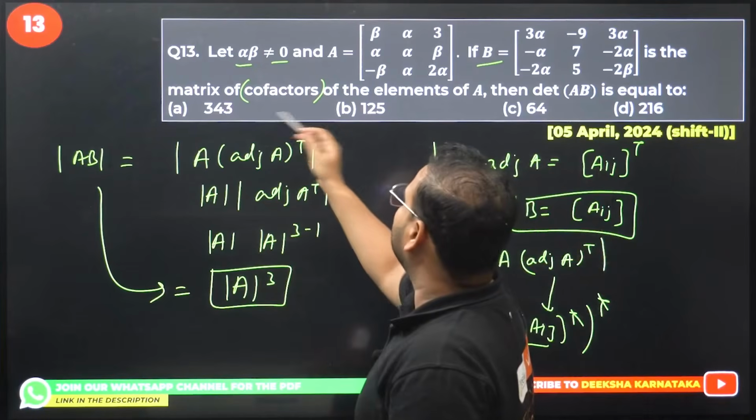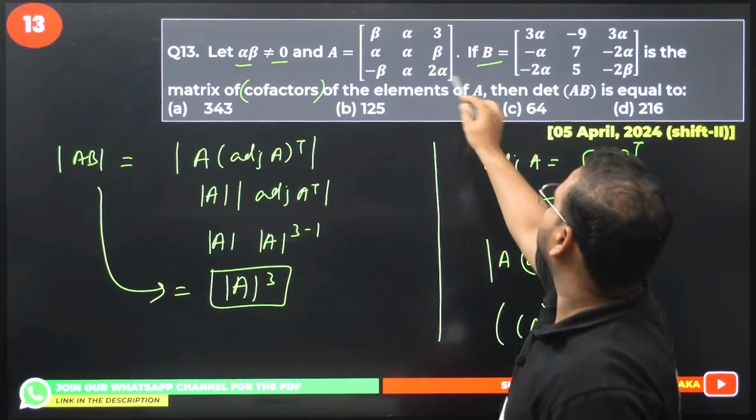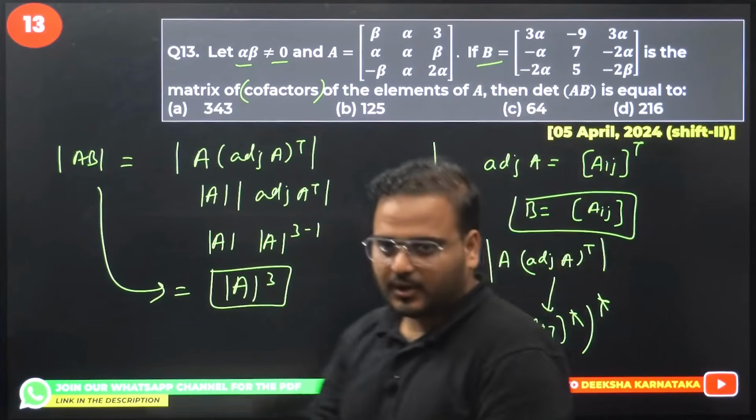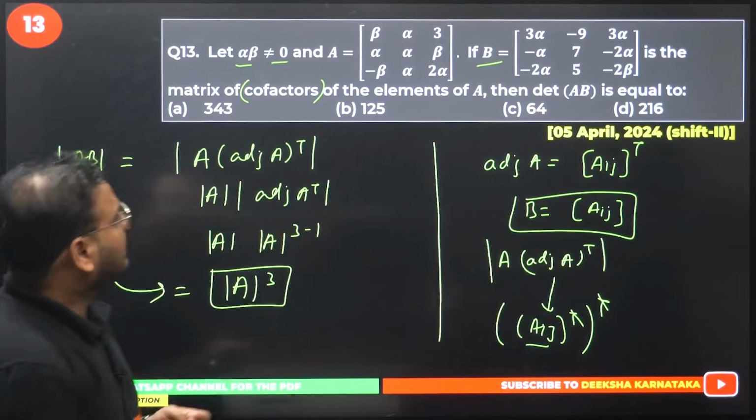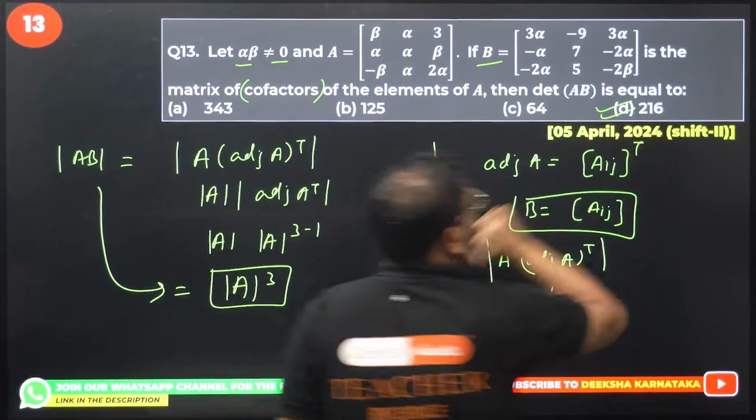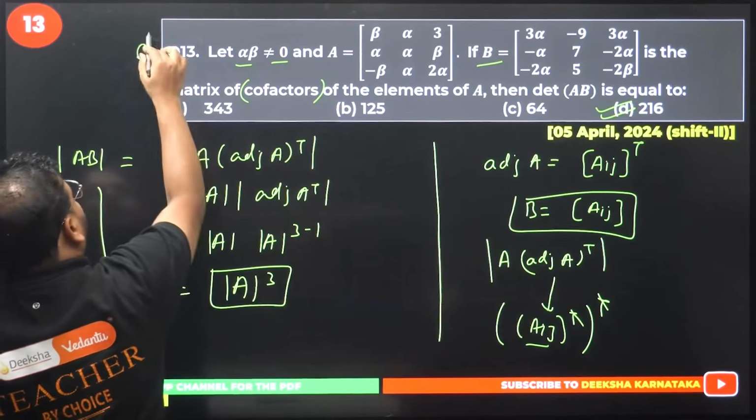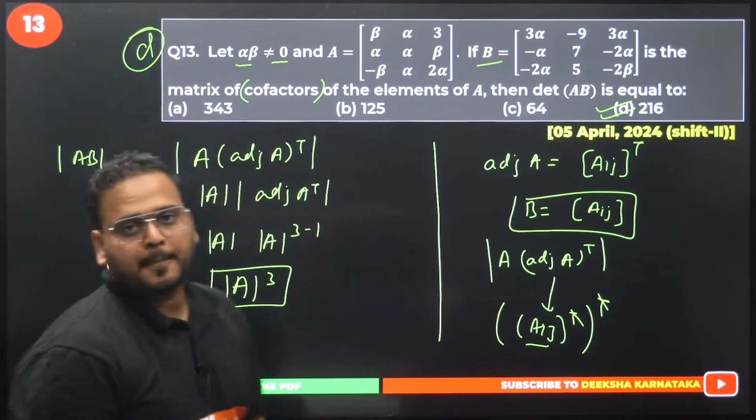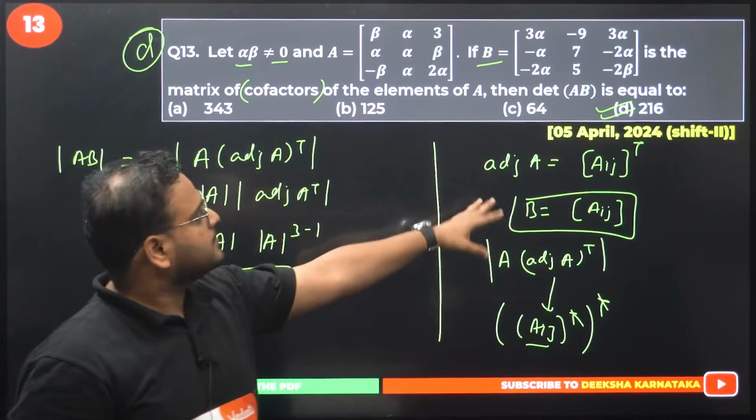Find the value of alpha and beta. How do you find it? Using the two results that are given to you. Do it. I think the answer should come as option D. Solve it. Find the alpha values. How do you find it?